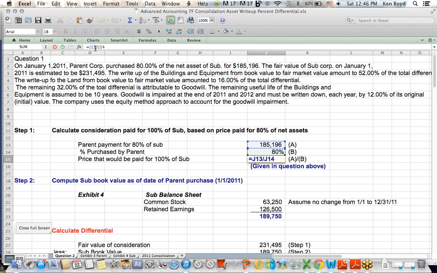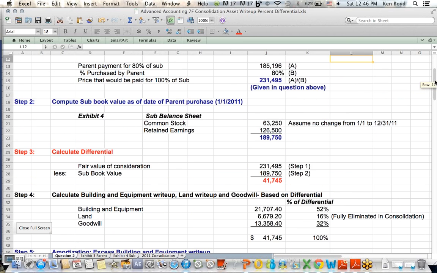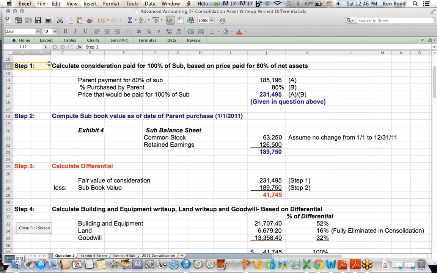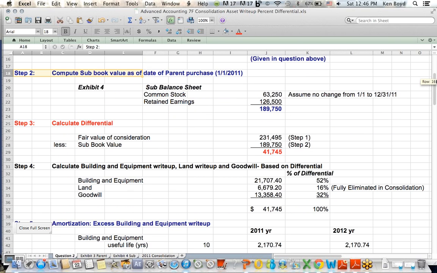If I take the price paid in blue divided by the percentage in green, I get the $231,430,495. That was provided in the question. I wanted to prove that number. Okay. The second thing we need to do is, if we know the fair value, the consideration paid in step one, we need to figure out the book value of the sub as of the date that the parent made the purchase.